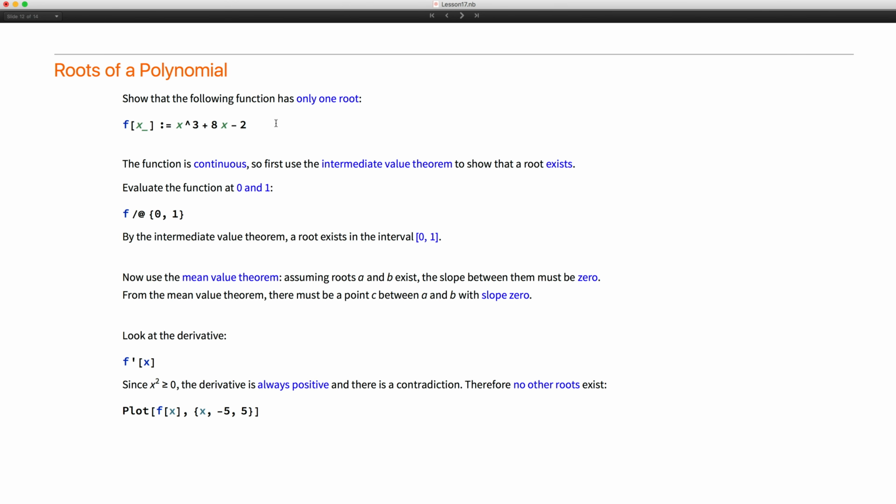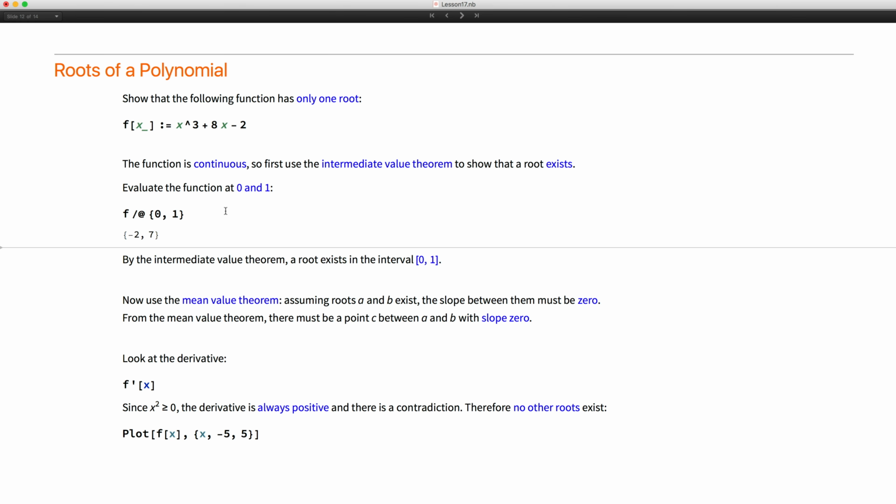Okay, as another example, let's try and show that this polynomial x cubed plus 8x minus 2 has exactly one root. Because the function is continuous, you can apply the intermediate value theorem to try and show that a root exists. The value of f at 0 is negative and the value at 1 is positive. So the function must take every value between those two values. At some point or other, it must become 0. So you certainly have a root in the interval 0 to 1.